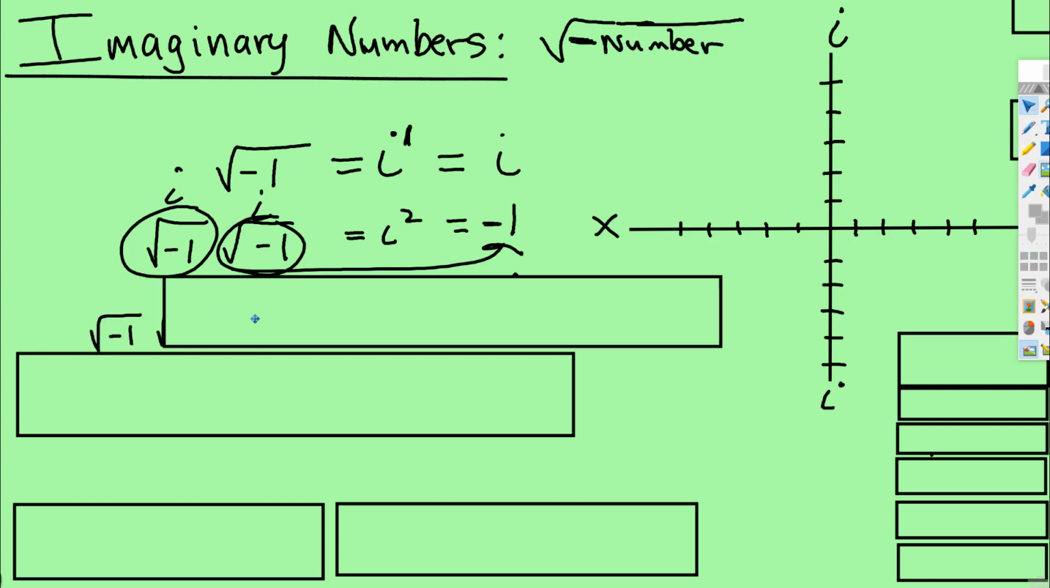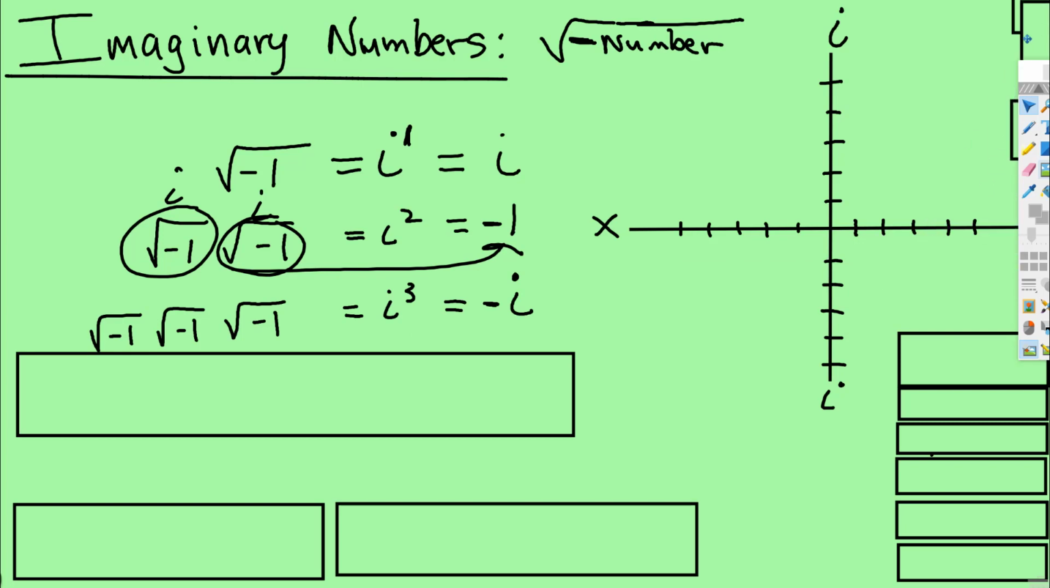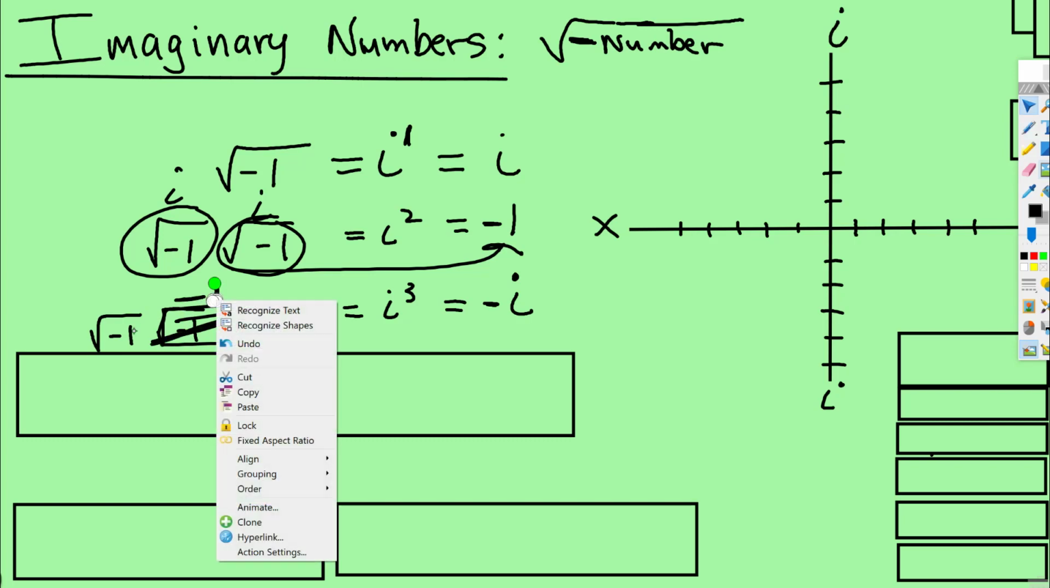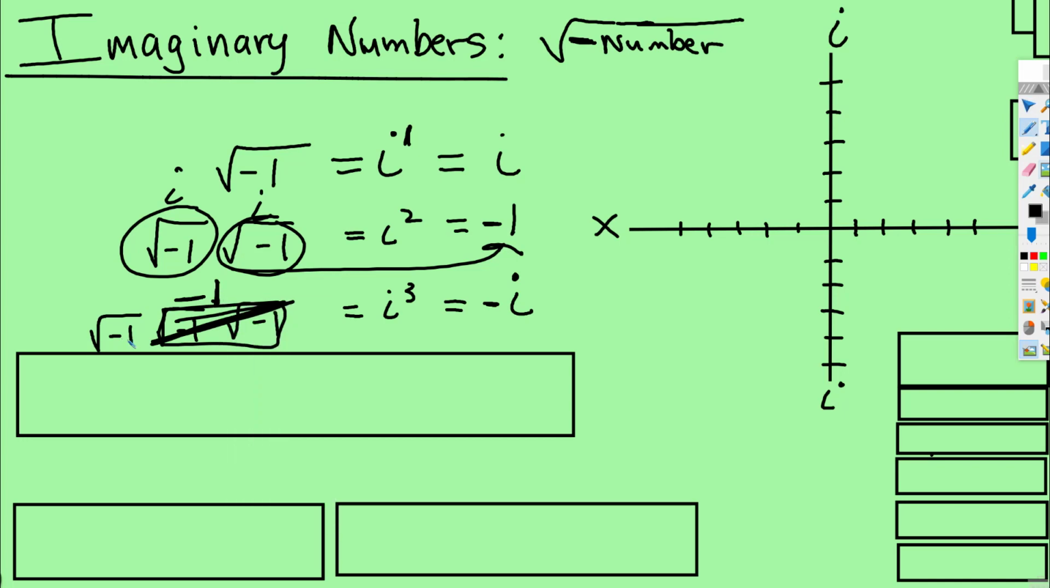Well, now you're going to have the square root of -1 multiplied by itself 3 times. Well, we already know what 2 of these multiplied become: -1. And we know what the square root of -1 is. The square root of -1 is i. So now we have i times -1, which is -i. So i cubed is -i.